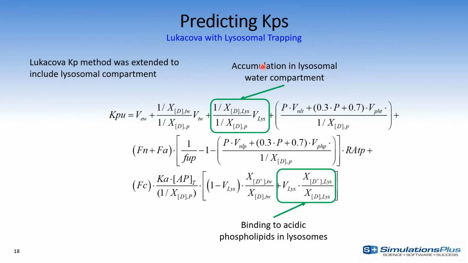So there are two contributions in the lysosomal trapping. The first contribution is accumulation of the drug in the lysosomal water compartment. And the other contribution is from binding to the acidic phospholipids in the lysosomes. So here we have two important parameters for this equation. One is the lysosomal pH. Second is the volume of the lysosomes in each of the tissues.